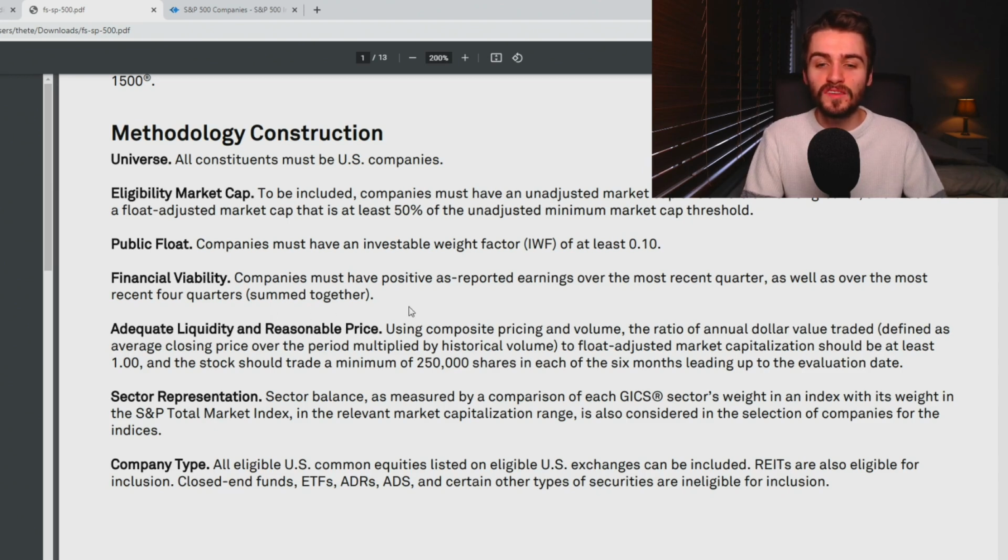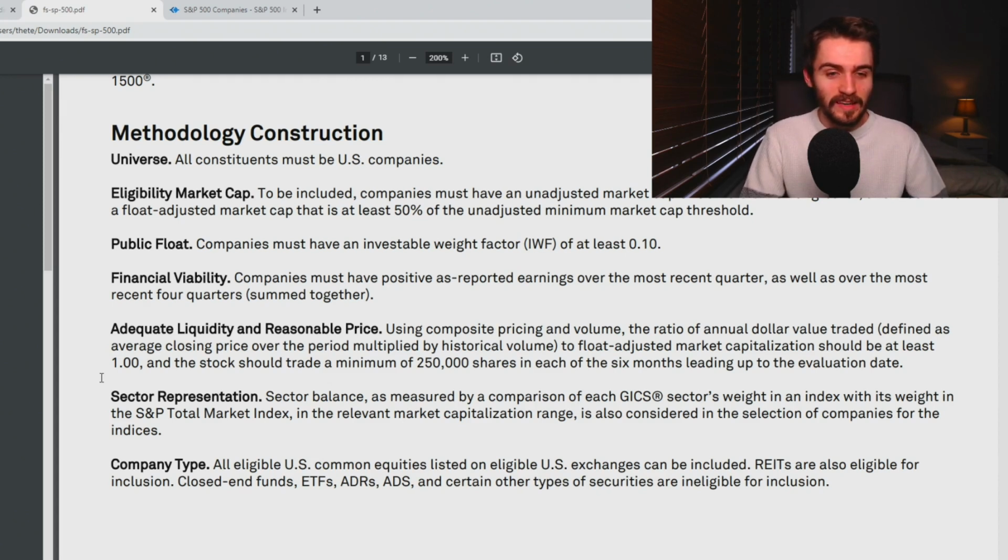Companies must have positive as reported earnings over the most recent quarter, as well as over the most recent 4 quarters summed together. So in order for a company to be included within the S&P 500 index, its most recent 3-month financial results must have been positive, and its most recent 1-year financial results must have been positive in aggregate. The reason for this requirement is likely to exclude any highly valued but also highly loss-making companies from the index.